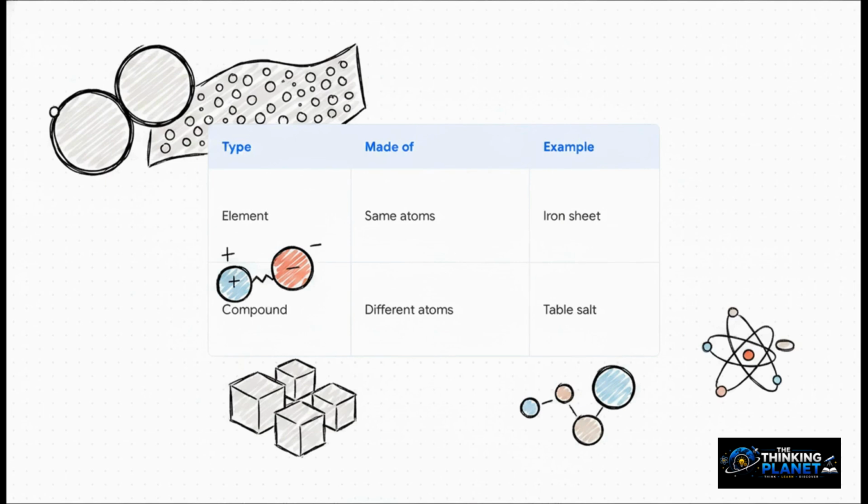A super common real-life example of this is table salt. Table salt is a compound made up of 2 totally different atoms, sodium and chlorine, locking together. The same goes for the sugar you eat, which is carbon, hydrogen, and oxygen, or the water you drink, which is just hydrogen and oxygen chemically combining in a fixed ratio.